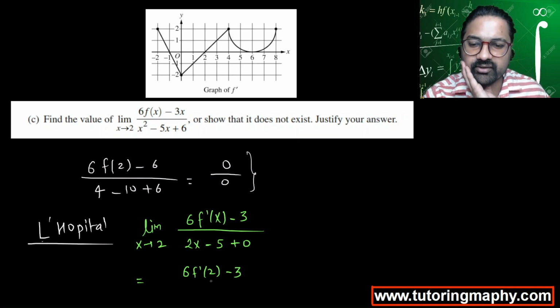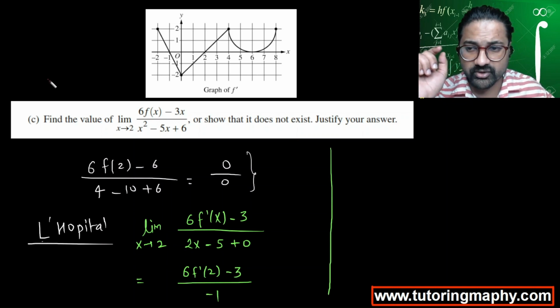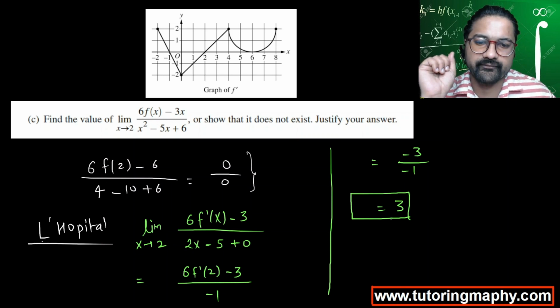And now I'm going to sub in 2 and let's see if we are getting a meaningful answer. So it's 6 times f prime 2 minus 3 over 2 times 2 is 4 and 4 minus 5 is -1. So I'm going to get -1 over here. What is f prime 2? That's very easy. I have the entire graph of f prime in front of me, and f prime of 2, where is 2? 2 is here. So f prime 2 is 0. 0 times 6 is 0. 0 minus 3 is -3. -3 over -1 is 3, because the negatives just cancel. So -3 over -1 is just 3, which is the final answer of this question.